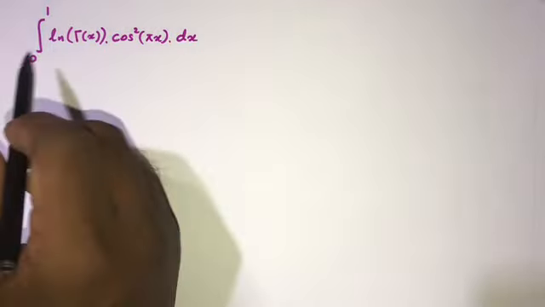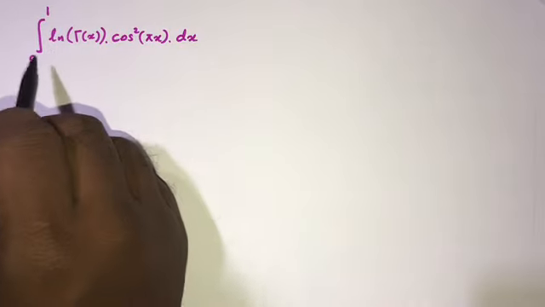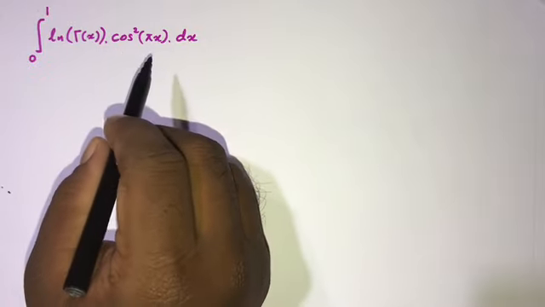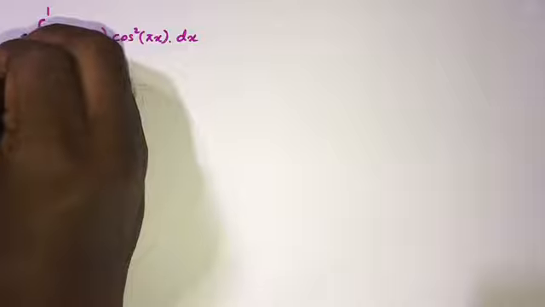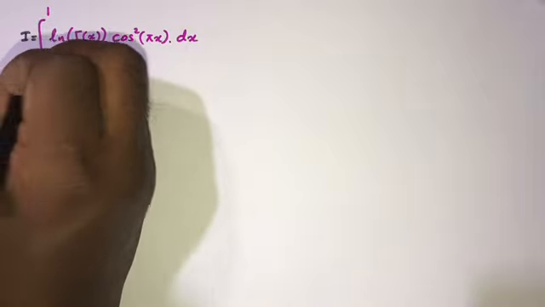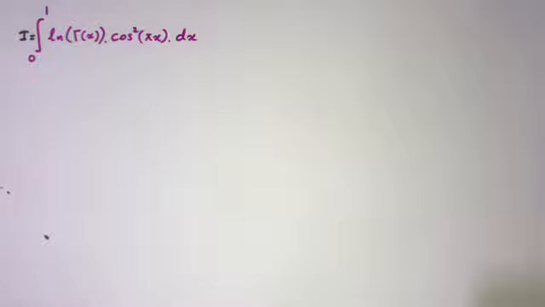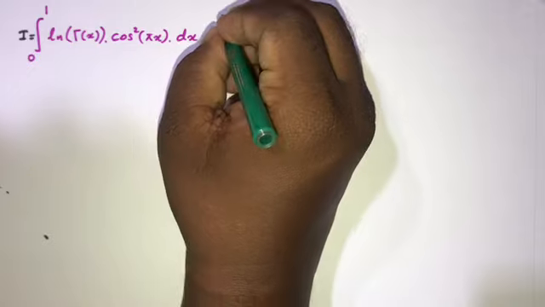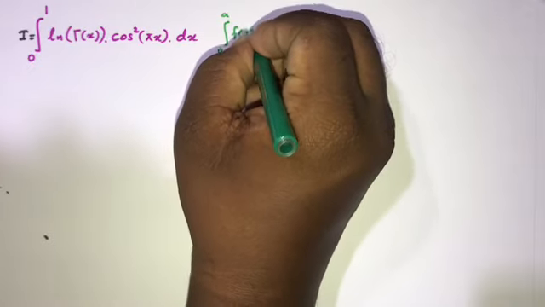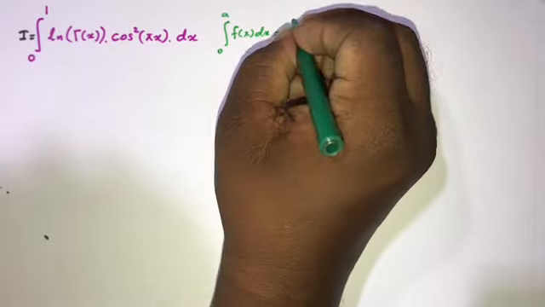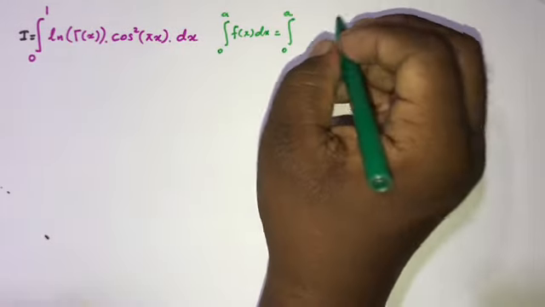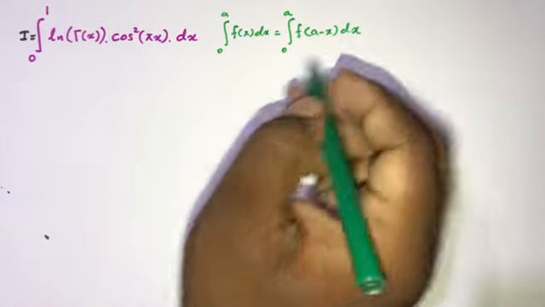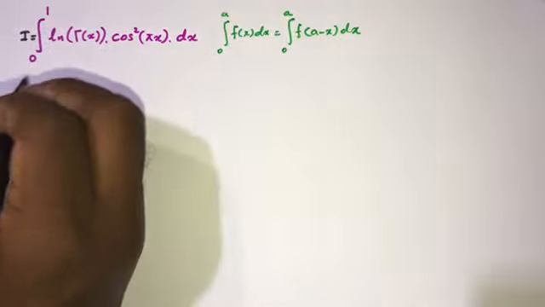The question is the integral from 0 to 1 of natural log of gamma of x times cosine square of pi x dx. First I am going to take this integral equal to I, and then we know this property of integration: the integral from 0 to a of f of x dx is equal to the integral from 0 to a of f of a minus x dx. Now we can apply this property to our question.